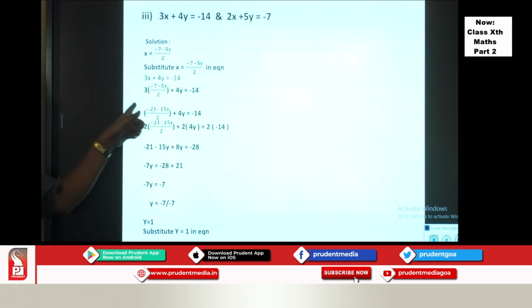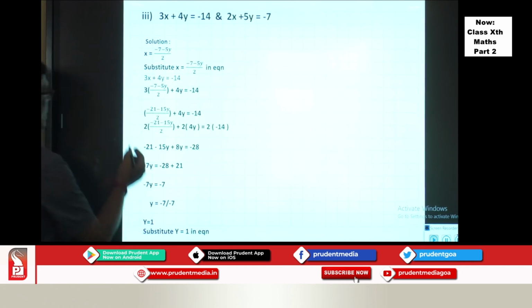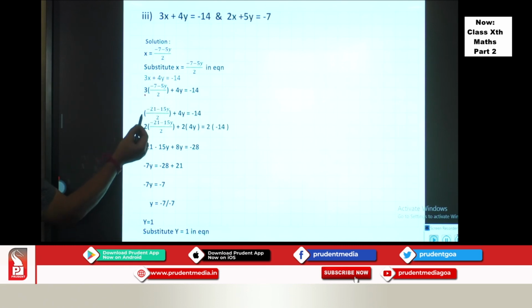So, while doing the calculation part, please take care. You should not commit any mistakes, because normally we consider the minus sign the most dangerous sign in mathematics. Now, let us check whether they are divisible here. They are not divisible. These 3 gets multiplied to both the terms. So, 3 multiplied by minus 7 is minus 21, 3 multiplied by minus 5y upon 2, and I am getting plus 4y is equal to minus 14.